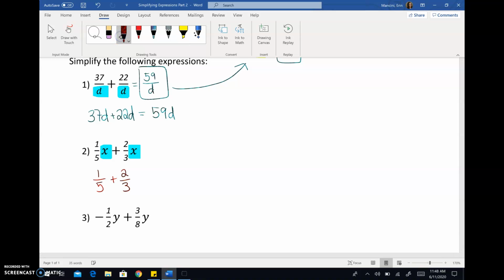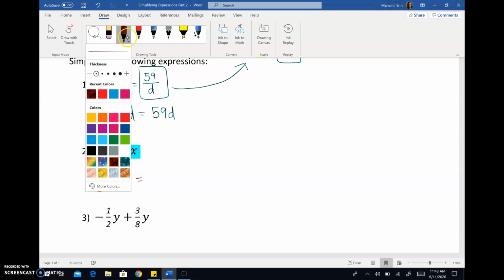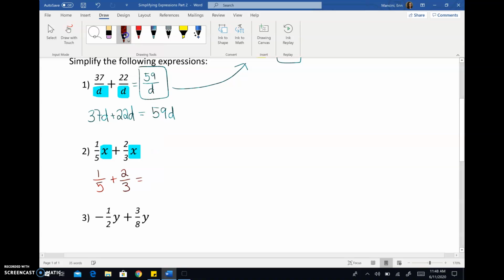Okay, so what you need to do when you're adding fractions without a common denominator is you need to write an equivalent fraction that gives them a common denominator. Okay, the easiest way to do that is say, okay, what's the smallest number that both 5 and 3 divide evenly into? And if you're unsure, the easiest way to do it is to multiply them.